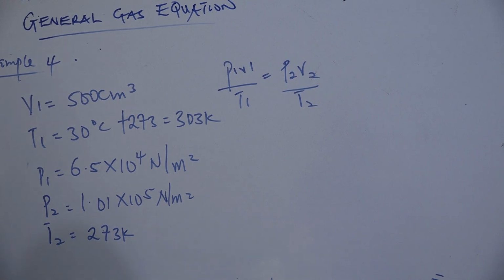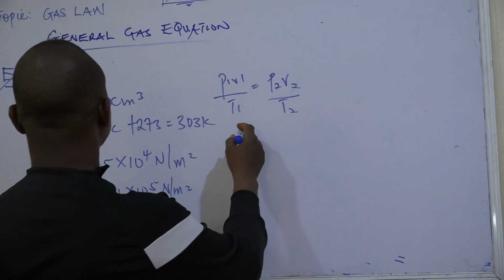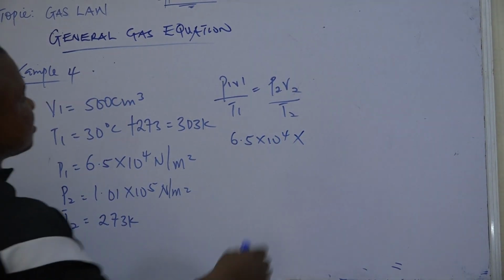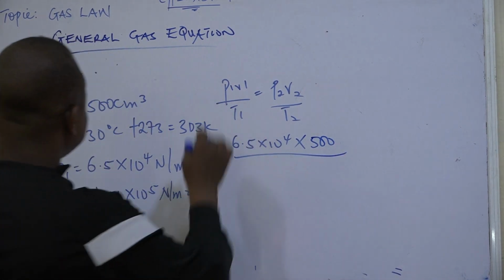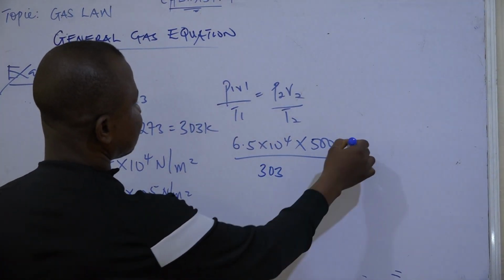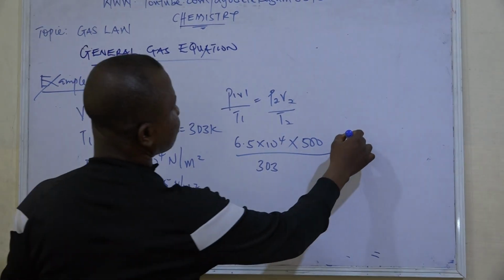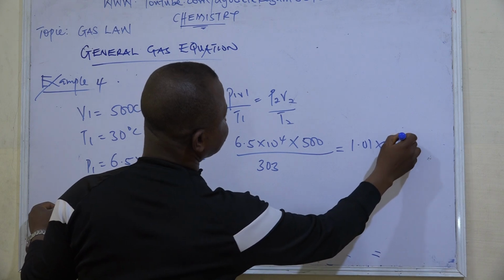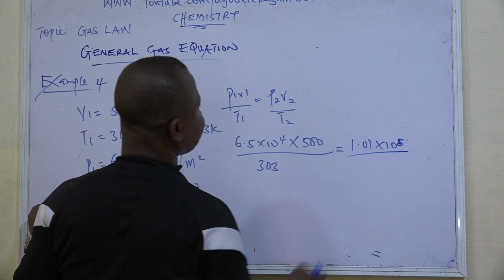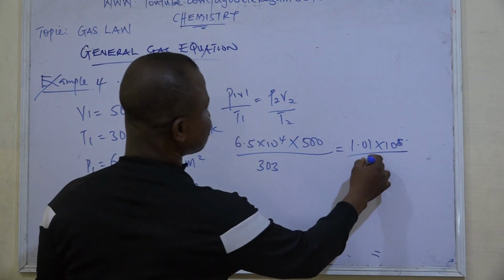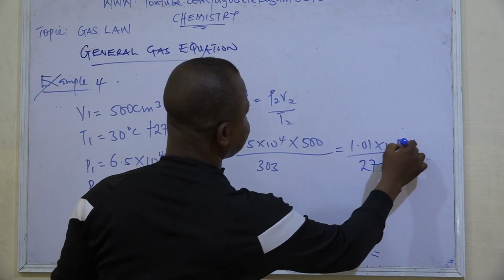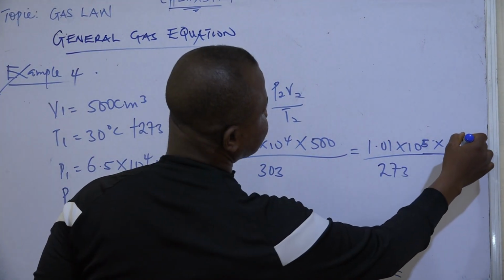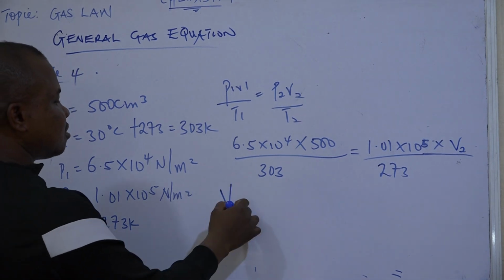Okay, quickly, let's calculate it. P1 is 6.5 times 10 to the power 4, and my V1 is 500, over T1, which is 303, equals P2, which is 1.01 times 10 to the power 5, divided by T2, which is 273, multiplied by my V2. That's what I'm looking for, my V2.